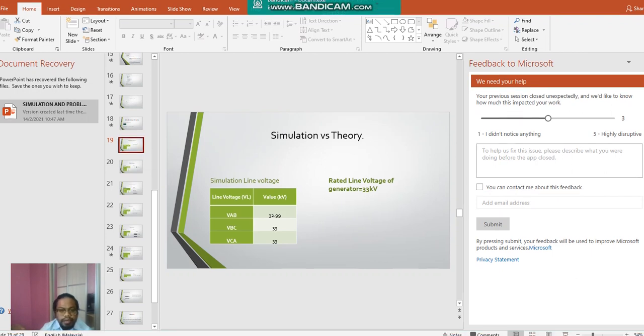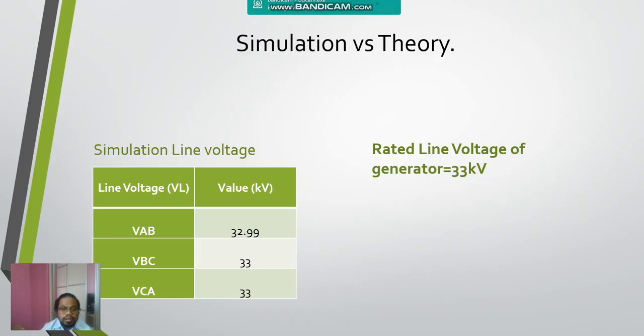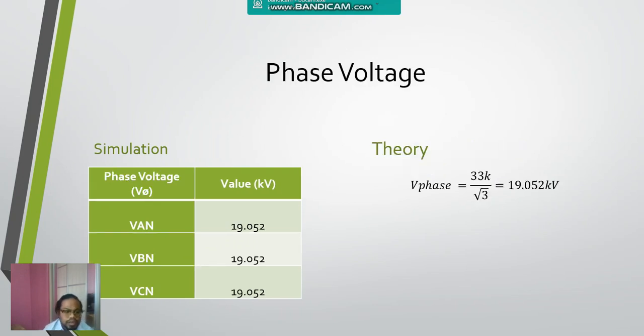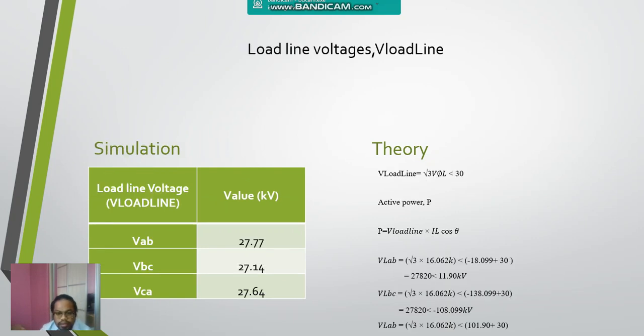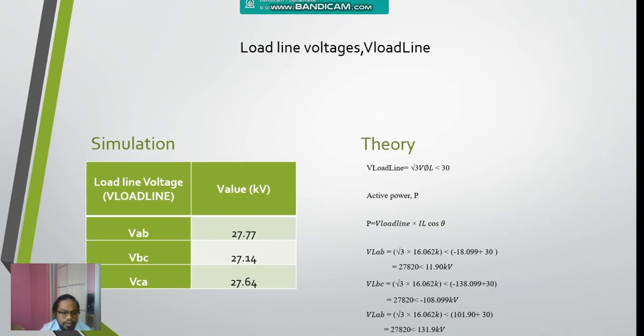Start here, back. The simulation versus theory. Simulation line voltage VAB, this is a result, and the rated line voltage of the generator is 33 kV. So this is a phase voltage. This is from simulation, and this is from theory. It's like the same. So theory and simulation almost the same.